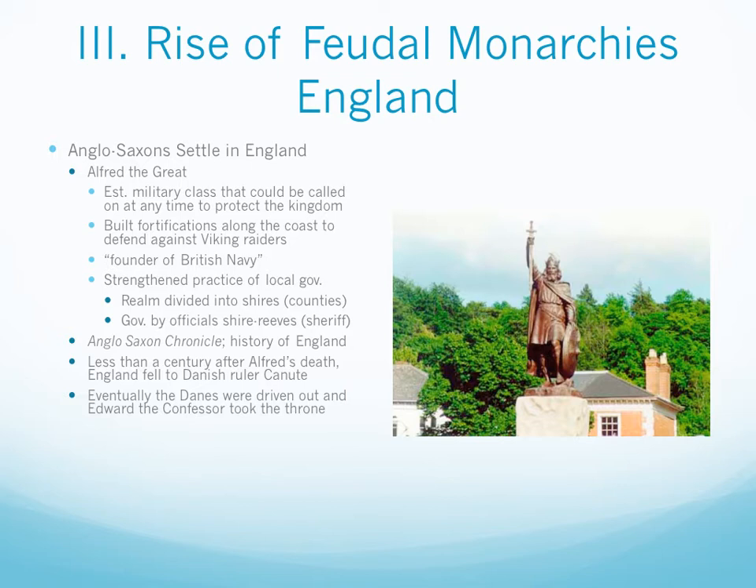So after Alfred dies, England's going to fall, though, to a Danish ruler named Canute. And so they'll be ruled by Danes for a brief time in their history, but eventually, after Canute dies, they're able to drive out the Danish rulers, and they replace them with Edward the Confessor.